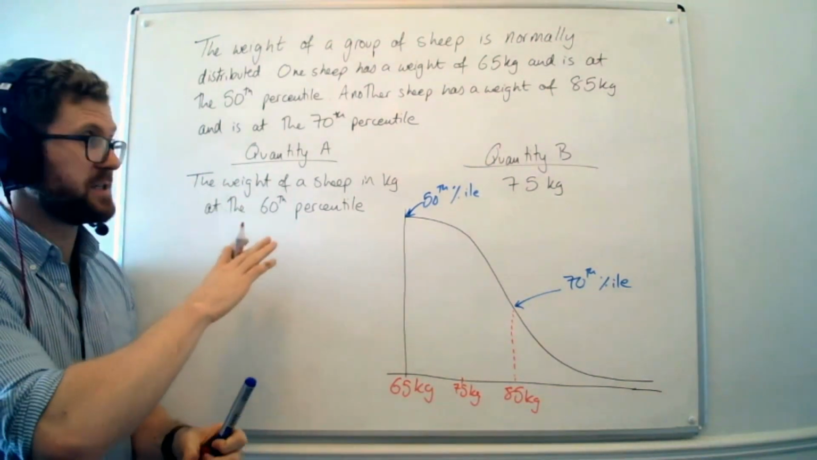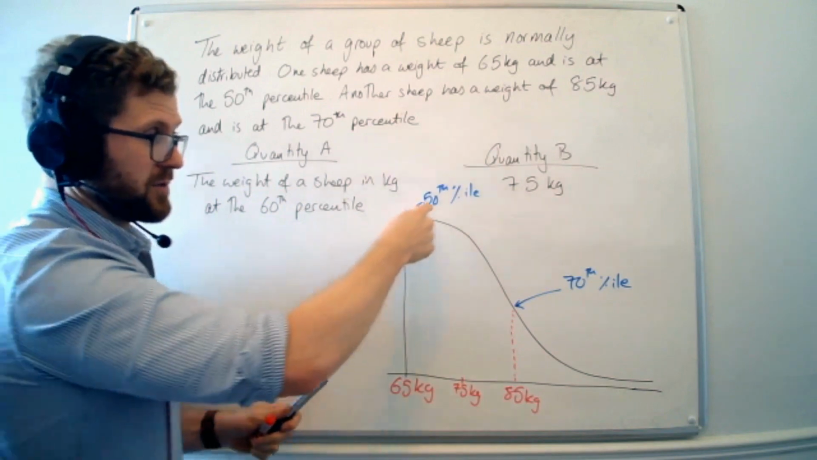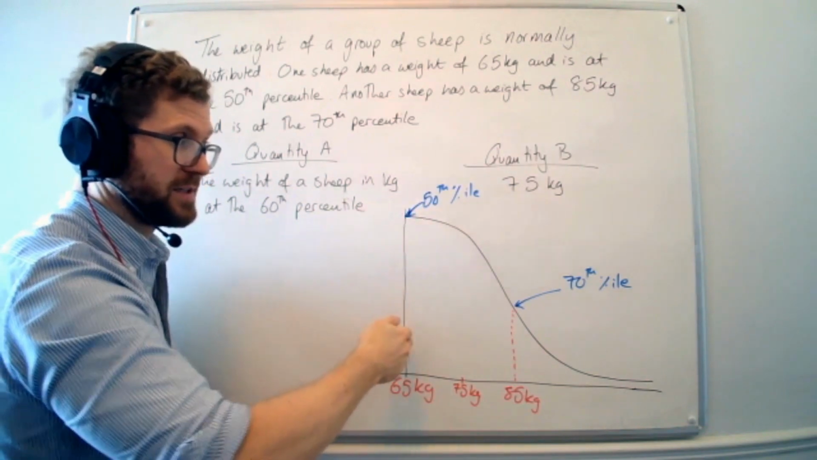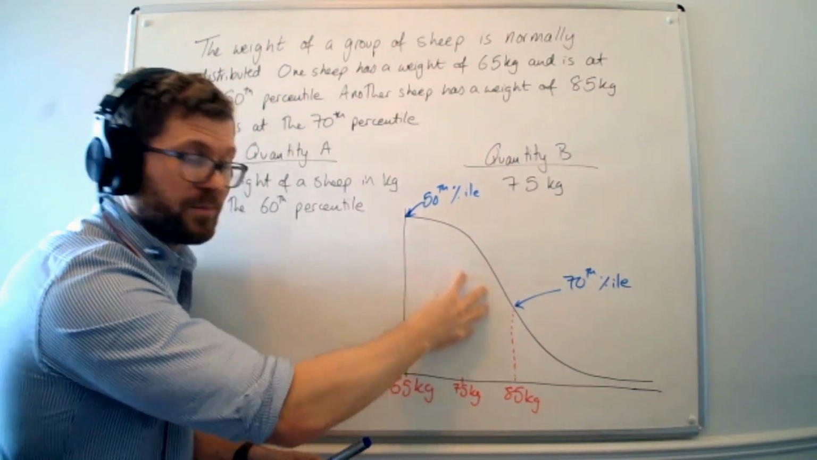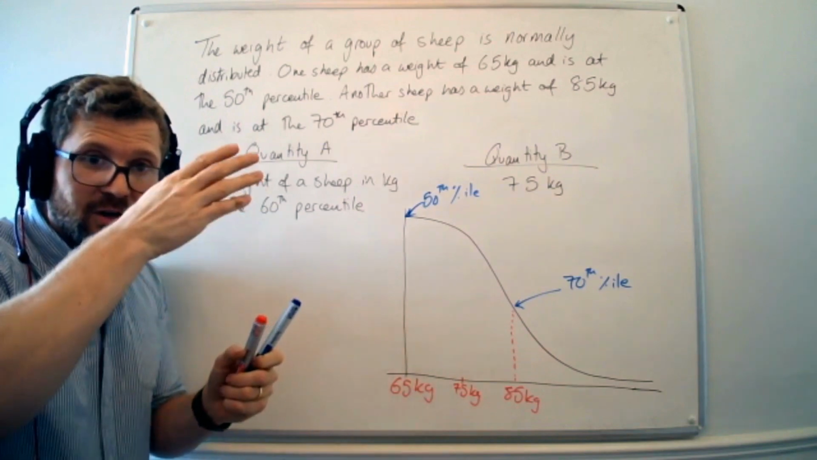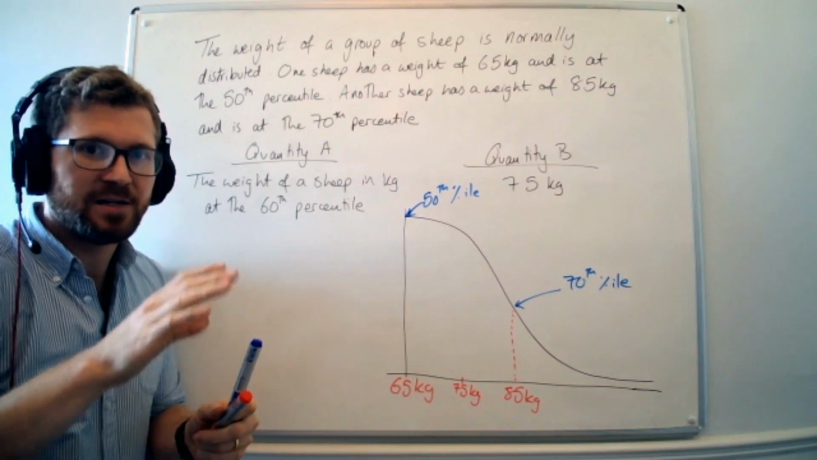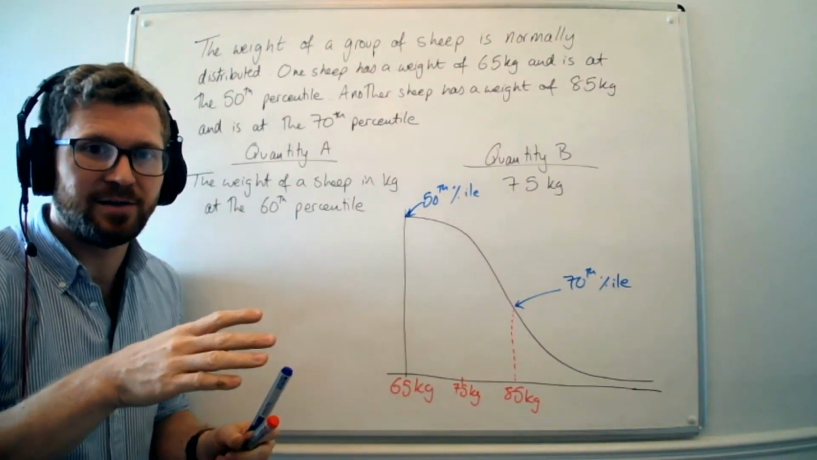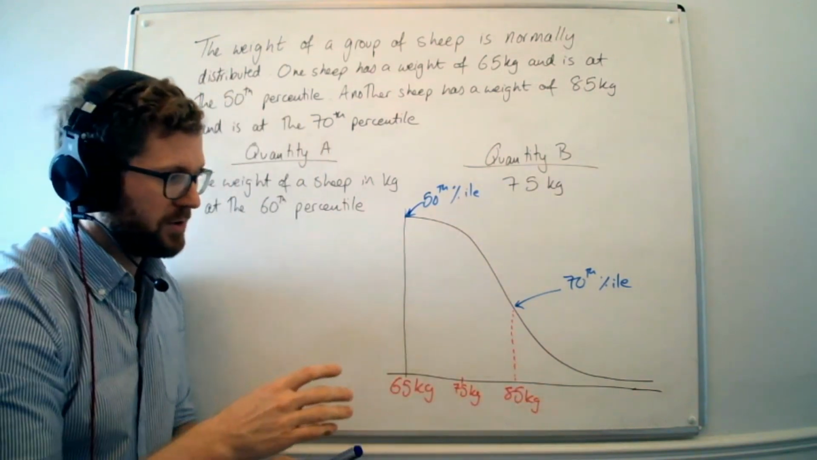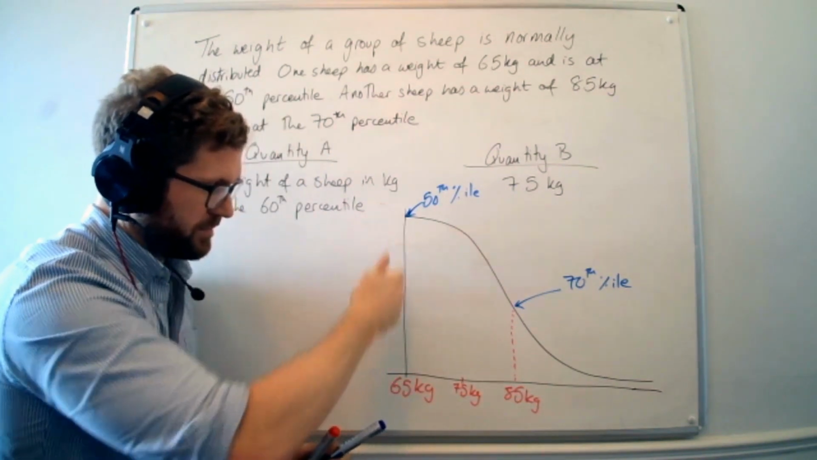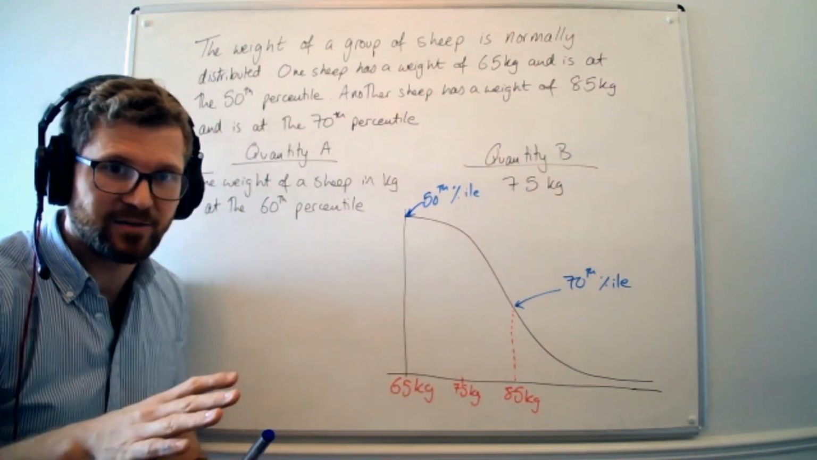Quantity A, this is where the challenge comes. I want to know the weight of a sheep in kilograms at the 60th percentile. I've got the 50th percentile here, that was my halfway point, and the 70th percentile there. And now the question is, how do I split this group up so that I've got equal percentile within the data? The difference here is that the percentile deals with the area under the curve, whereas the scale along the bottom moves linearly. So what I'm looking to do is split from the black line here to the red dashed line here, split that in half in terms of the area.